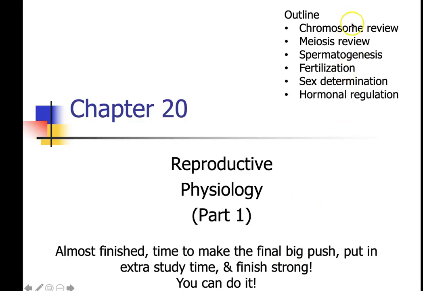Today we're going to talk about chromosomes and meiosis, and these should be a little bit of a review, but I'll remind them because they're really important for this chapter. Then we'll talk about spermatogenesis, fertilization, sex determination, and hormonal regulation.